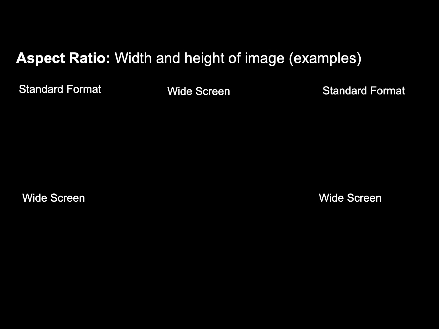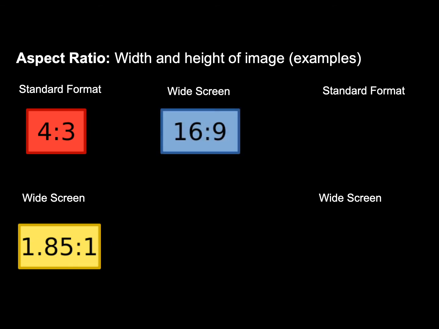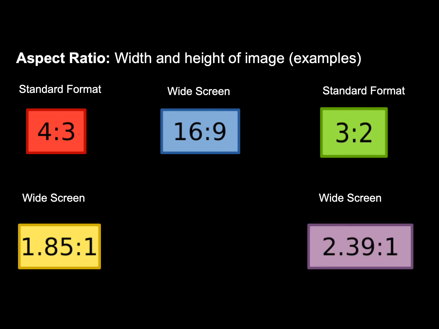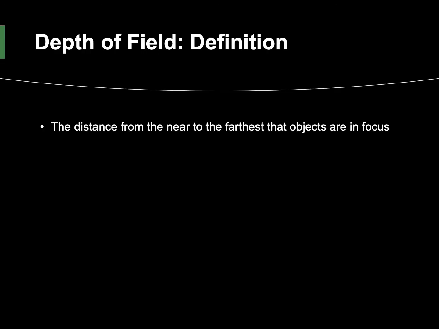Aspect ratio examples. We have examples of standard and widescreen formats here. Depth of field. Let's begin by breaking up the frame in depth. The frame is divided into 3 planes: the foreground, middle ground, and background. The definition of depth of field is the distance from the near to the far that objects are in focus.